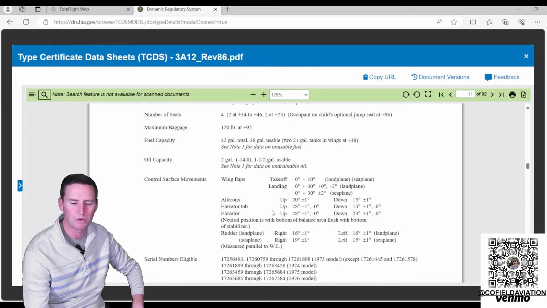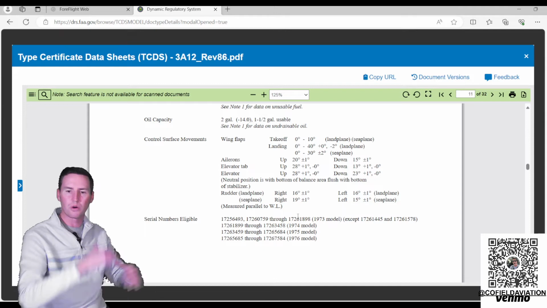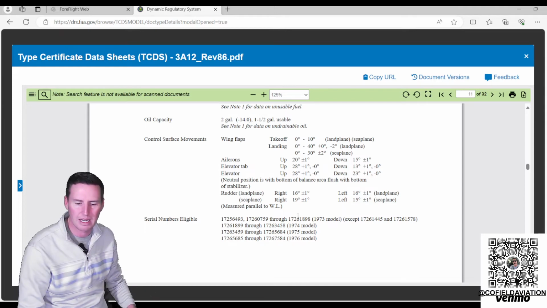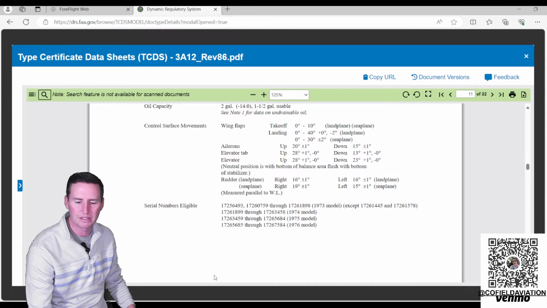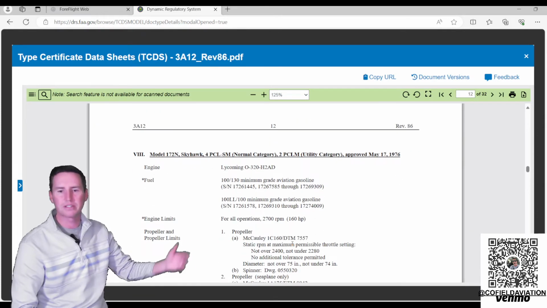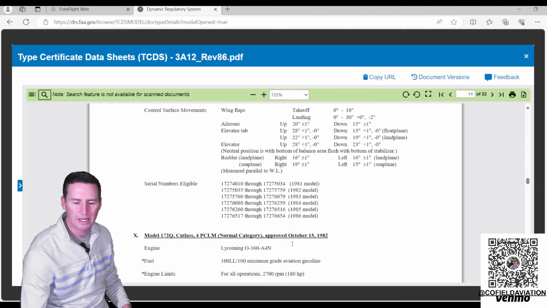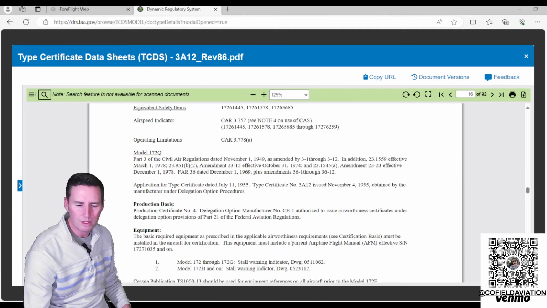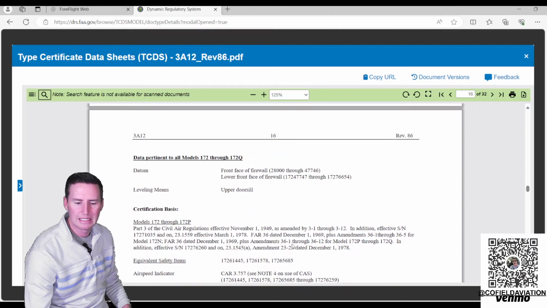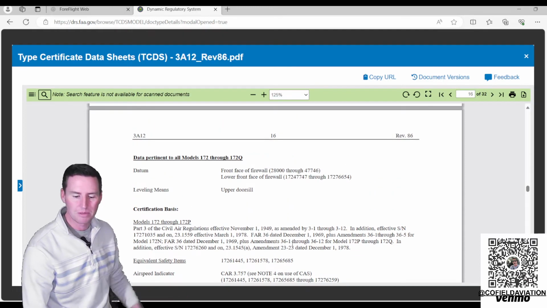Fuel capacity, oil capacity, surface control movements, how high or low the controls go. And then this is the eligibility of the serial number. And then you come down here, okay, there's the end model, and it'll go to the newer. Now, if you scroll all the way down here, you're going to get to something where it says data pertinent to all models. All right.